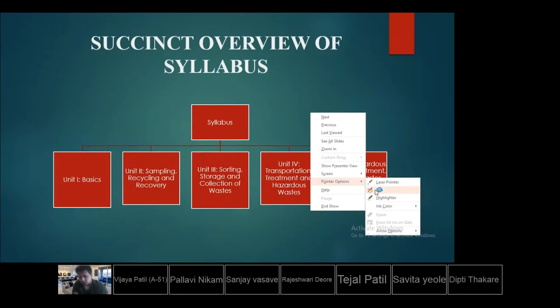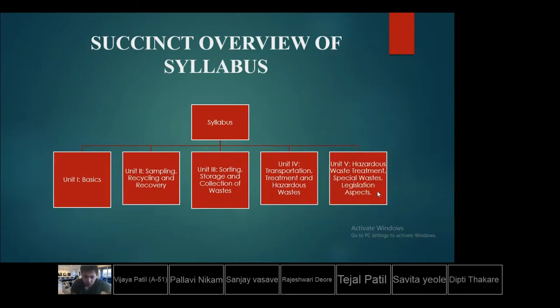As you know, every syllabus, wherever you study, basically comprises 5 units. So the first is the basics. Unit one is the basic introduction of that particular topic.